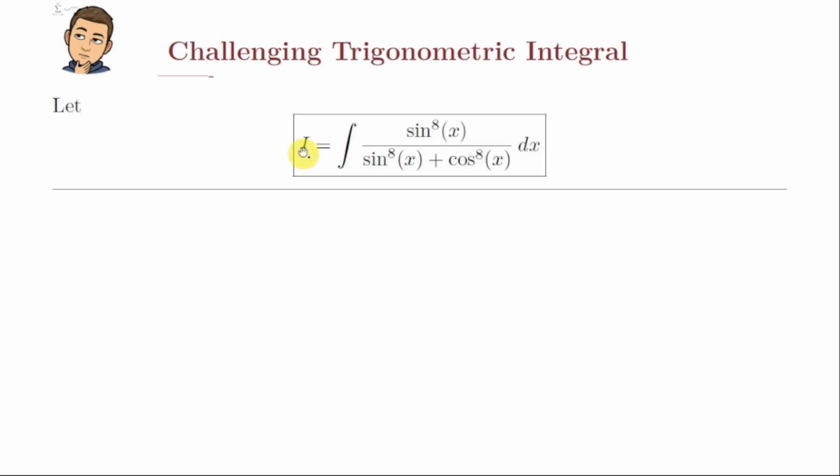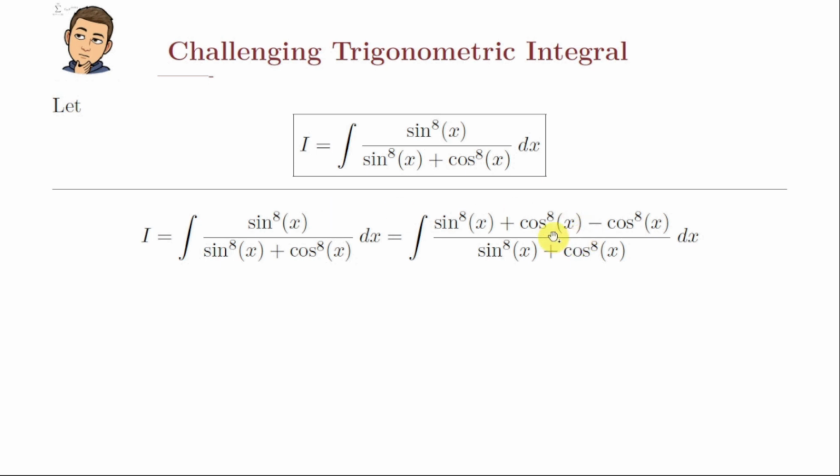So first I will let I be this integral, and then I can write it in another way. This is just plus 0, so I can change plus 0 into plus cosine power of 8 minus cosine power of 8. Then notice that the numerator is sine plus cosine over sine plus cosine, so I can break this, and this will be 1. So we have the integral of 1, which is x, minus the integral of cosine power of 8 over sine power of 8 plus cosine power of 8.